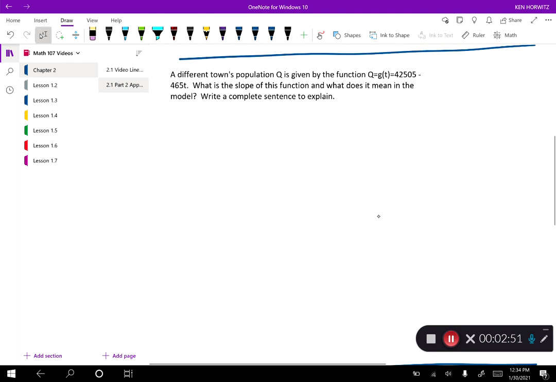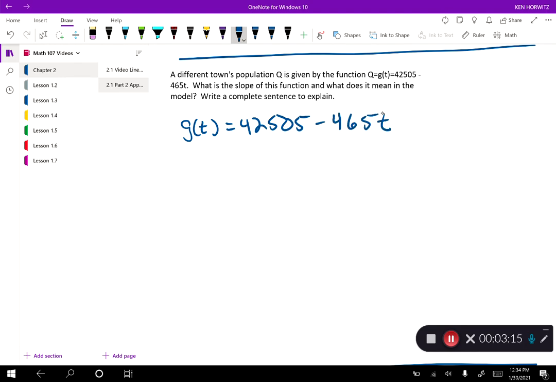Okay. Next one is a little different. All right. A different town's population Q is given by G of t equals 42,505 minus 465t. I'm going to rewrite that down here, just because it went over to 2 lines. What is the slope of this function and what does it mean in the model?